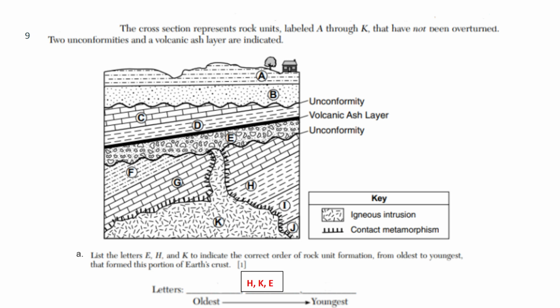Anything that cuts through will be younger, so K is not younger than E because K does not cut through E. And then it looks like the volcanic ash layer happened, and then D happened, and then C happened, and then an unconformity, and then B got deposited, and then A got deposited. So I'm only asked about H, E, H, and K. I know H got deposited first, so it's oldest, and then K went through all the rock layers, and then E got deposited. Okay, so E is the youngest.